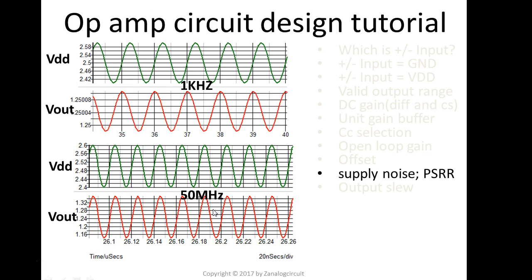There are many ways to improve this. Here we're using the NMOS differential input stage in the op-amp. We can flip the op-amp around and use the PMOS input stage, since the current source is on top. Most probably we're going to get better supply noise suppression.